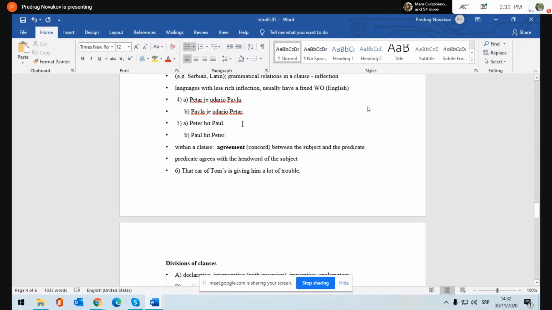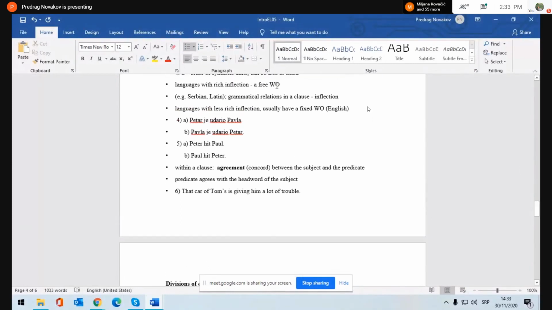However, in English, 5a and b, it's very clear. You have the sentence "Peter hit Paul." You know that the subject and the doer is Peter. Paul is the object, the sufferer. But if you change the word order, "Paul hit Peter," the sentence changes. Paul becomes the doer. Peter becomes the sufferer, the object. This is why we have fixed word order. You know that the first noun phrase is the subject. We are not talking about questions, only positive sentences. So, free or fixed word order, we can discuss this within a clause.